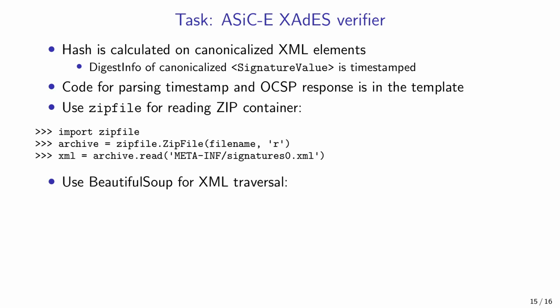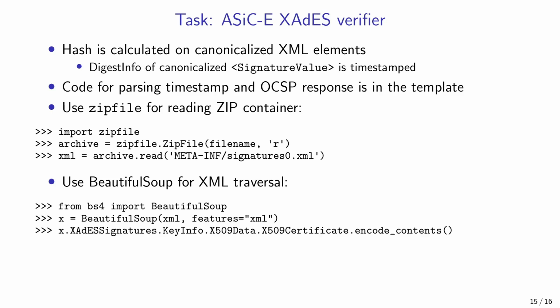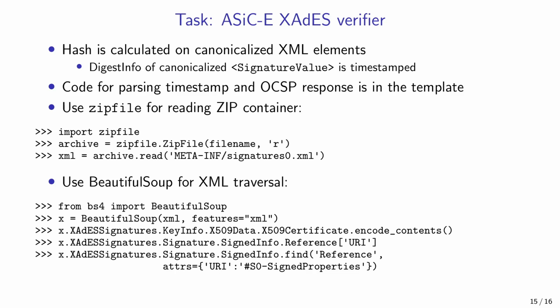Okay. Use BeautifulSoup for XML traversal. Import the module. This will create a BeautifulSoup object from an XML string. And then you can traverse elements in the XML tree using this approach. The encode_contents method will return everything that is inside the element between the opening and the closing tag. To access attributes of the tag, you can use this approach. Then you can search for a tag that contains some specific attribute values. For example, here searching for a reference tag with a URI attribute containing this value. Okay? All right. So that is it for the homework.